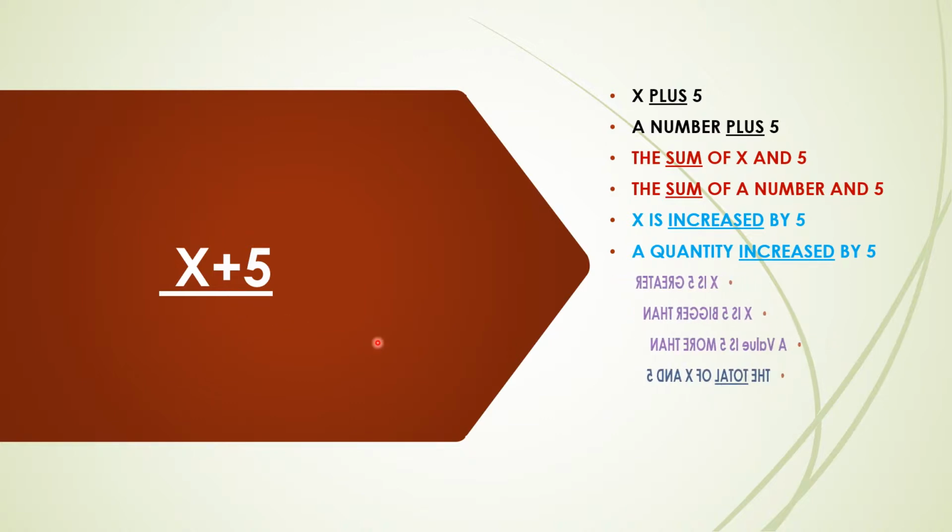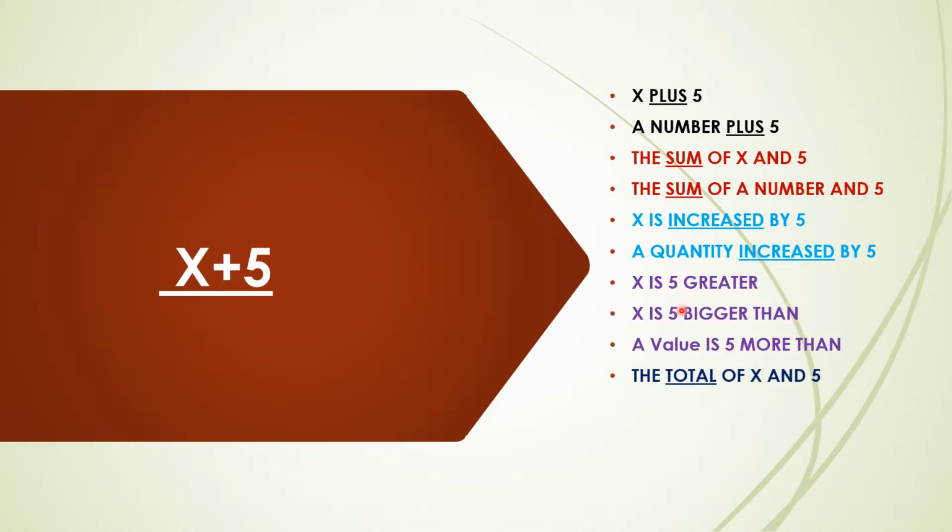Okay, here's another way of stating this. X is 5 greater. So that means that X is bigger than something by 5, and I can see bigger down here. So this means I've got a value X, and it's 5 bigger than, or I'm adding 5 to it. All right, a value is 5 more than. A value means we don't know what it is, so that's a variable. 5 more than means it's getting bigger, and so here's my value, which we don't know, and it's gotten bigger by 5.